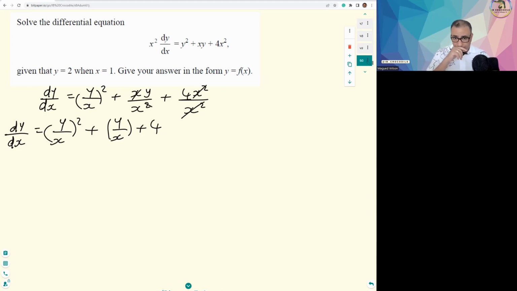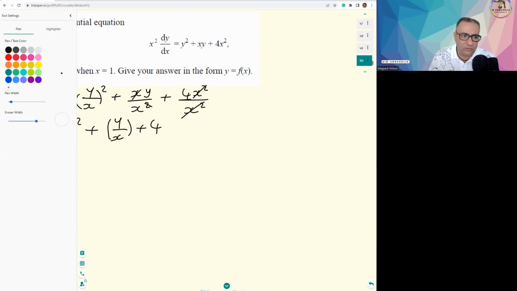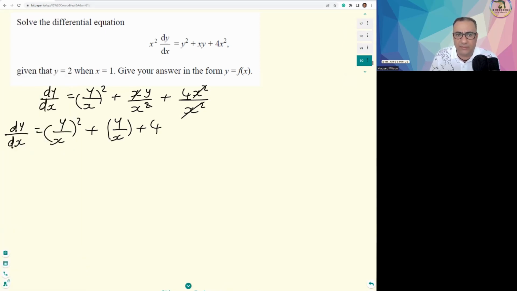Now, what is the approach? Here, I'm going to replace y on x and give it a certain variable, let's say v. V is the most common variable in textbooks, so I'm just going to follow the textbook, not to confuse you. So let y on x equal v. This is your first step. If y on x equals v, that implies y is equal to x times v, cross multiplication.